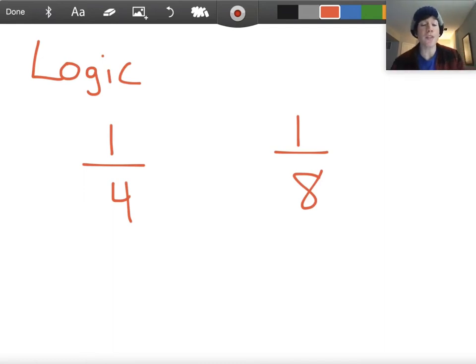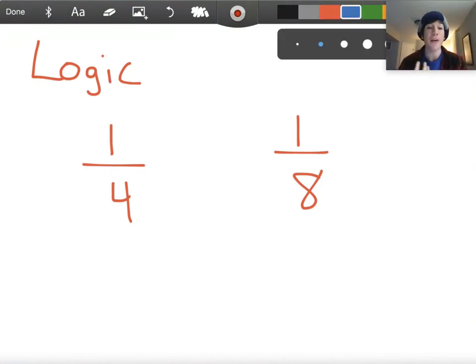So we're going to look today at different ways to compare fractions and decimals. So fractions with fractions and fractions with decimals, and some things that we can do to make this a little bit easier. So the first thing I want to show you is comparing two fractions.